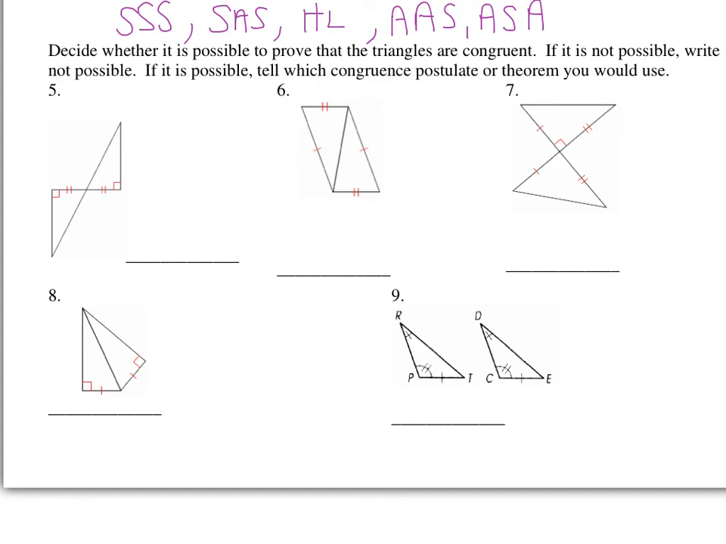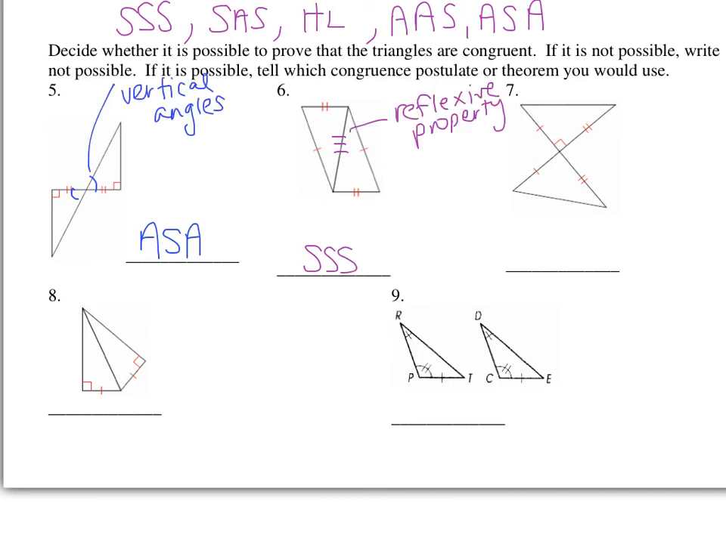So in this first one, number 5, we have vertical angles right here, that those are going to be congruent to each other. So now we have an angle, a side, and then an angle. So we're going to have angle, side, angle. Next, for number 6, you can see that the part that they share is a reflexive property there in the middle. So they share that middle side. So now we have all 3 sides, so it'd be side, side, side. For number 7, we're going to see something similar like number 5 in that we have vertical angles here again. So those pieces, the 2 angles in the middle will be congruent to each other. We already have these other sides paired up, so now we have side, angle, side. So we're going to have SAS.